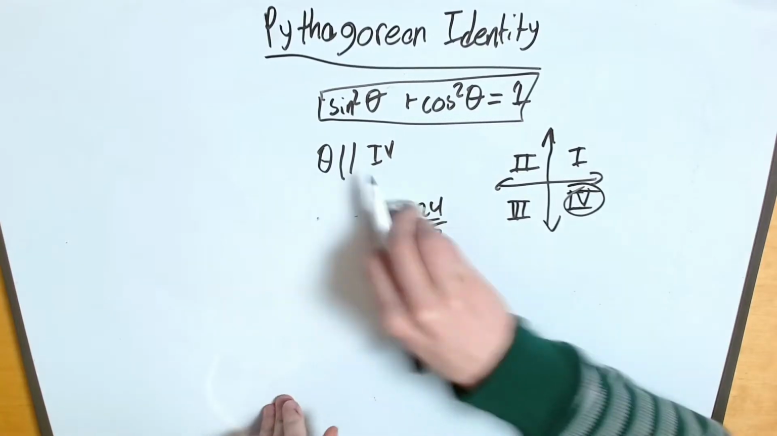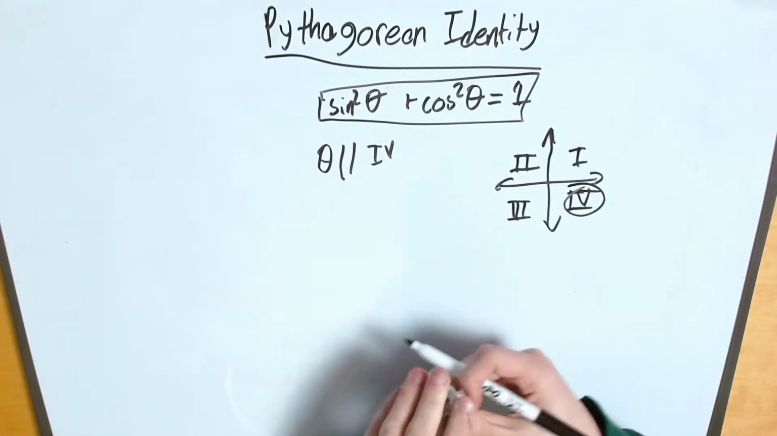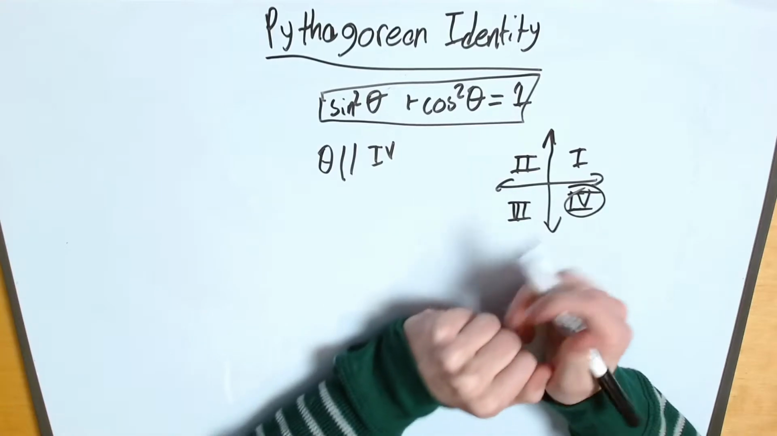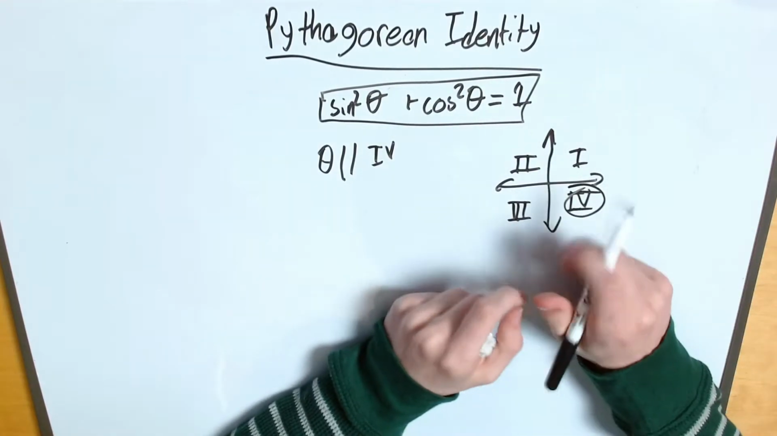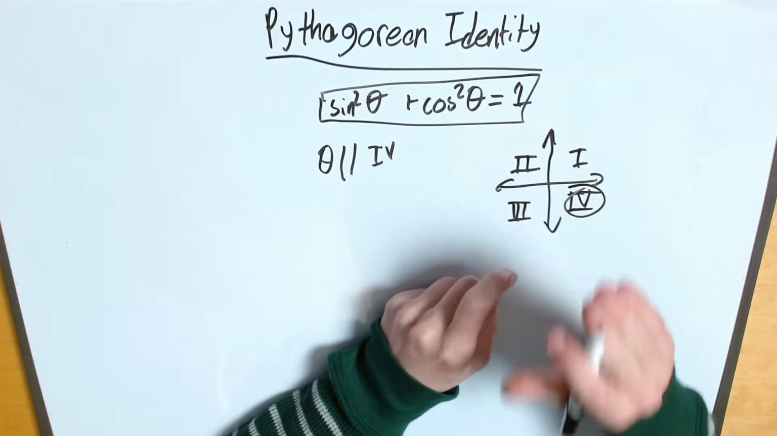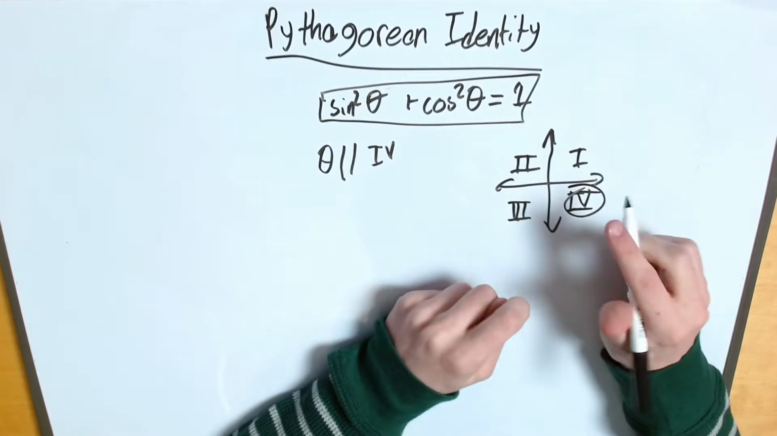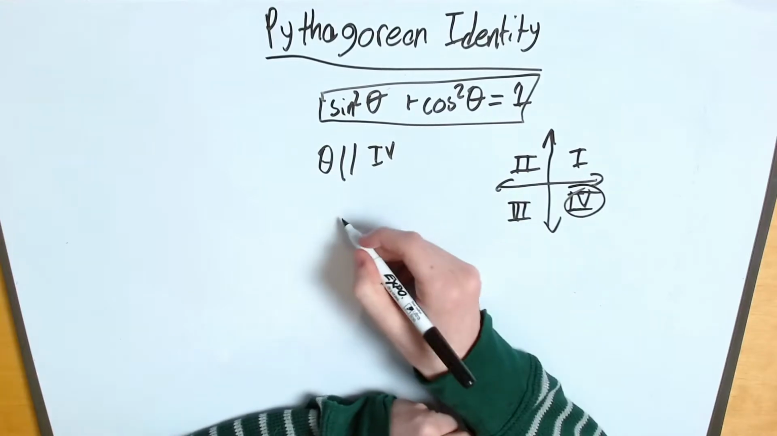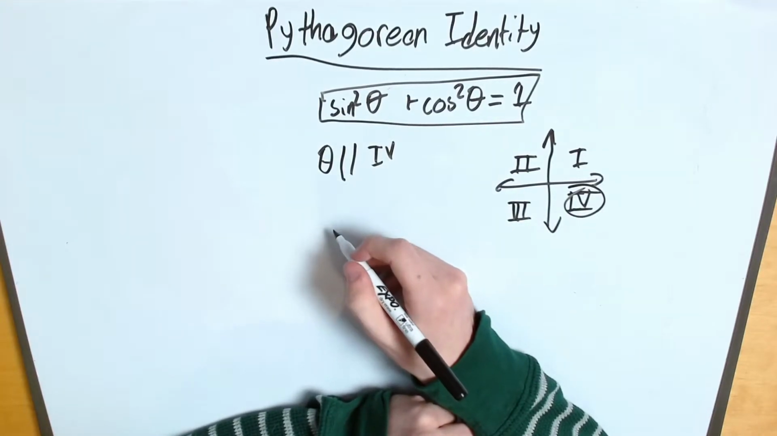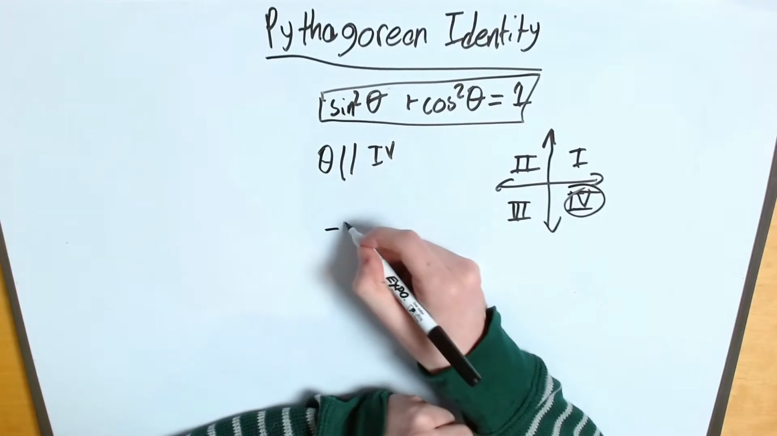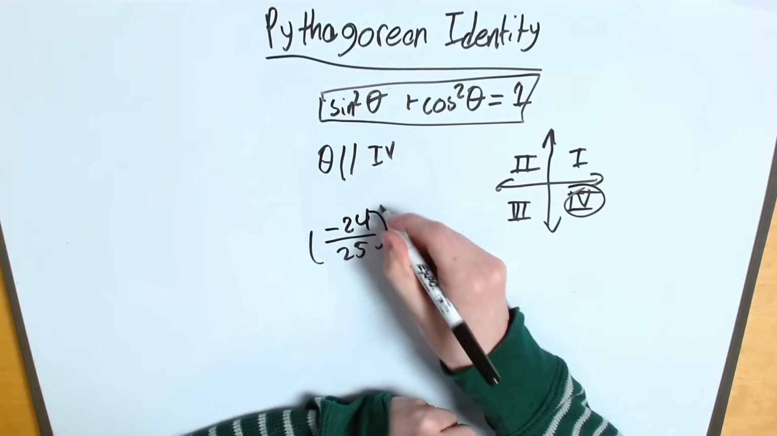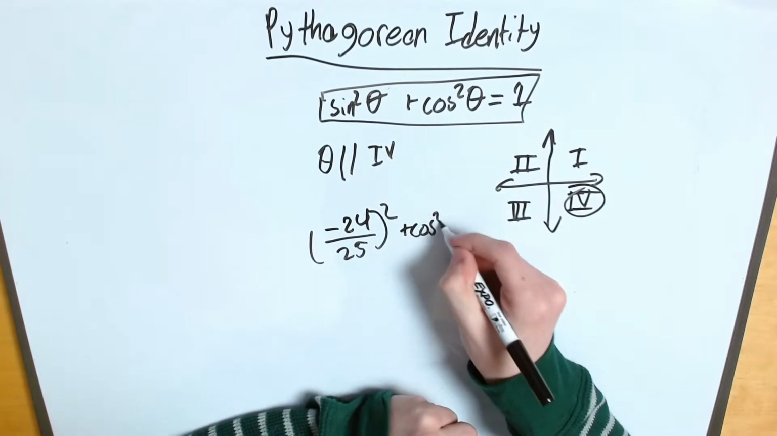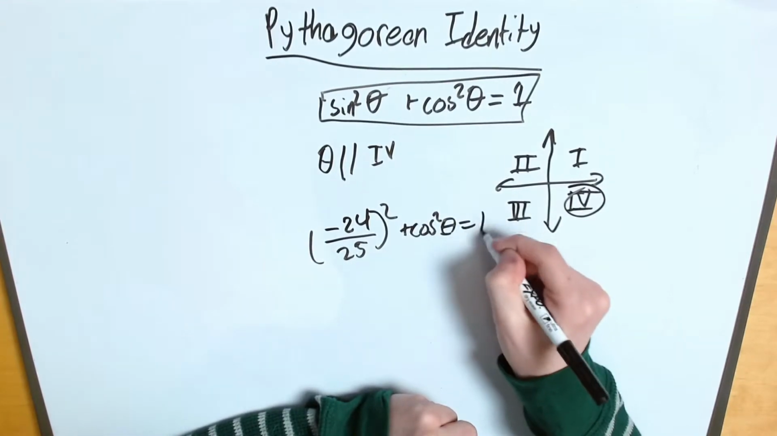This is actually not that bad at all. For something like this, you'd say, oh, I need a calculator. I'll need to find my inverse sine and then plug that into the cosine. But no, I can do it very simply without ever needing a calculator using this identity. I know the sine of theta is negative 24 over 25, so negative 24 over 25 squared plus the cosine squared of theta equals 1.